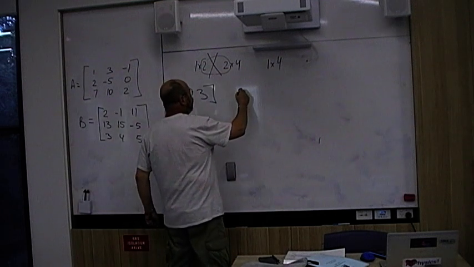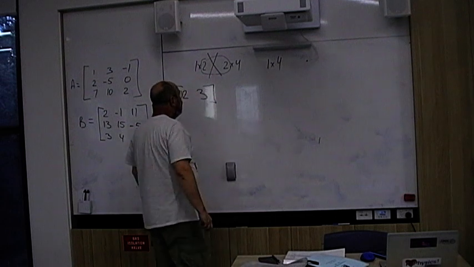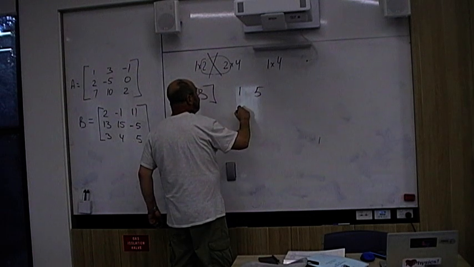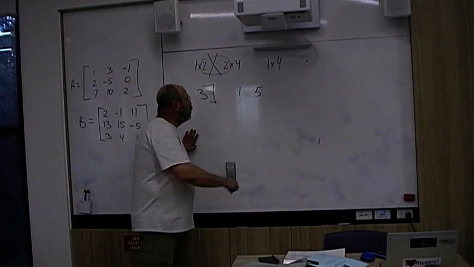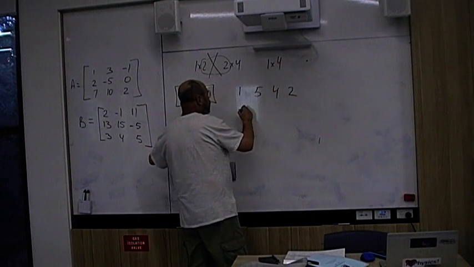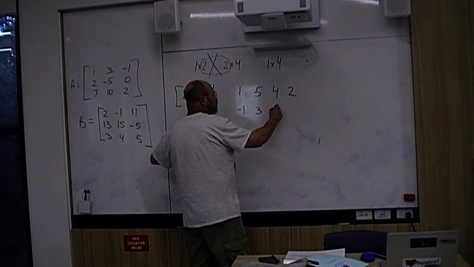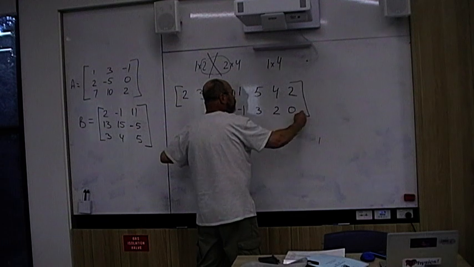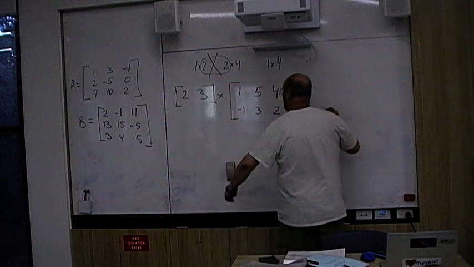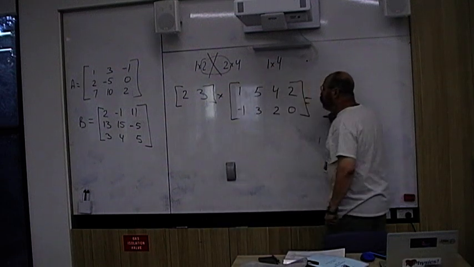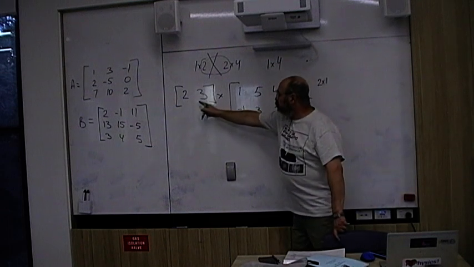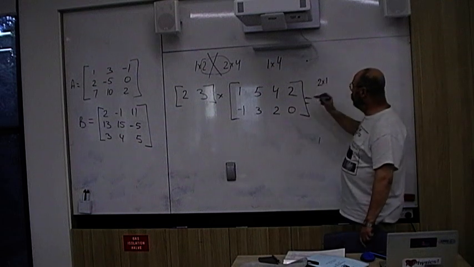And a 2 by 4 matrix. So we have 1, 5, 4, 2, minus 1, 3, 2, 0. We have 2 rows, 4 columns. When we multiply them, we multiply first row by first column: 2 times 1 plus 3 times minus 1, so minus 3.